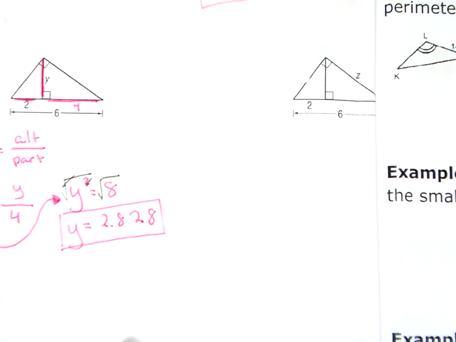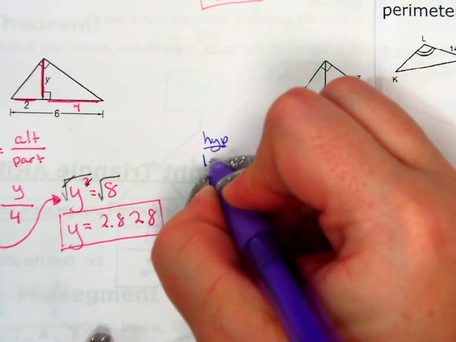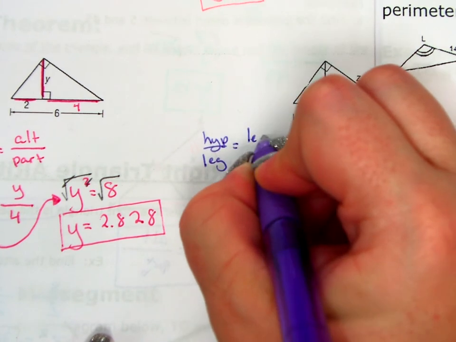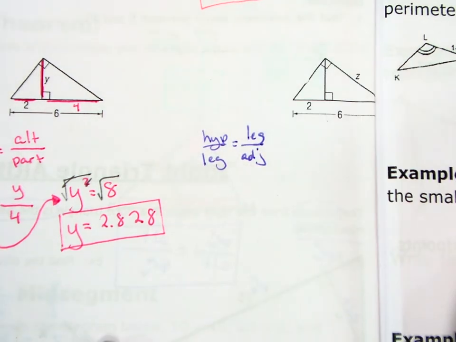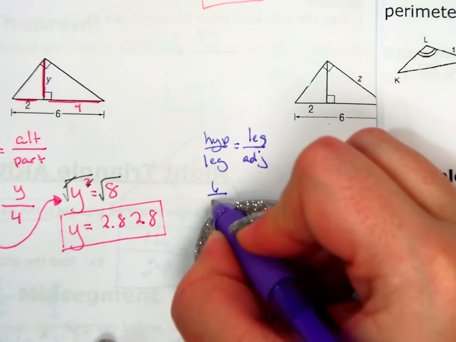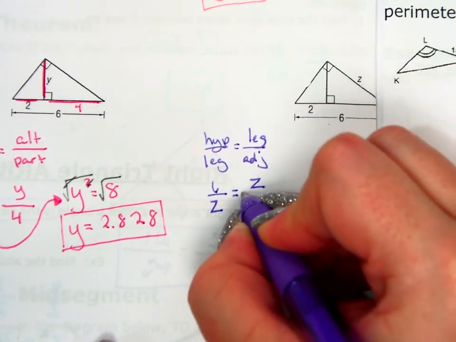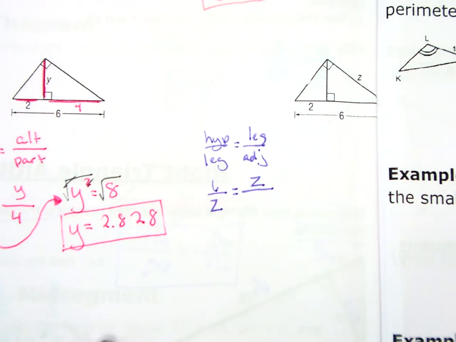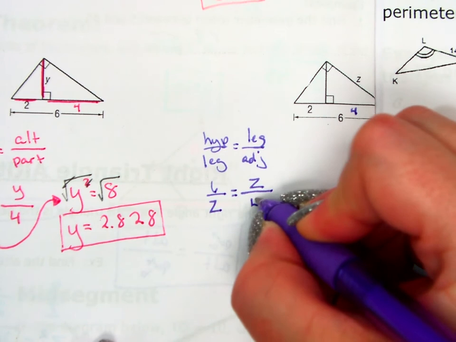on this one, am I doing altitude theorem or leg theorem? Leg theorem. So my hypotenuse over the leg over the adjacent part. The hypotenuse is how long? 6. Over the leg, that's what I'm trying to find, z, equals the leg, z, over how long is the adjacent part? 4.